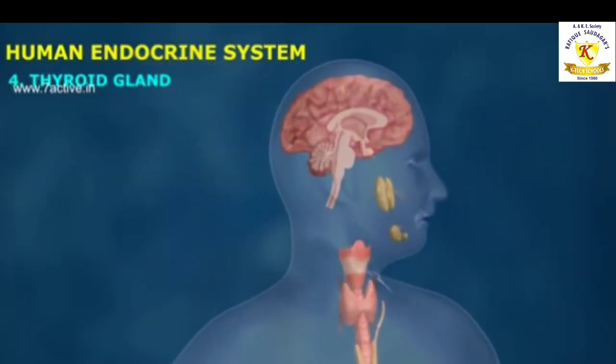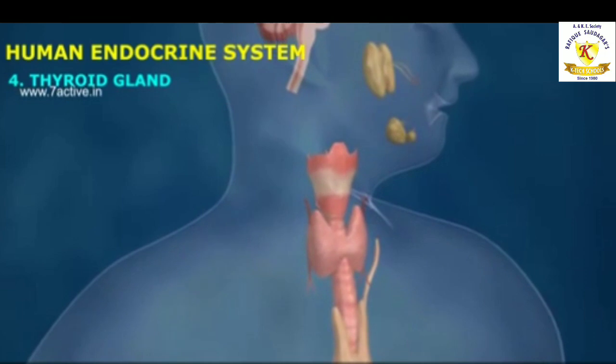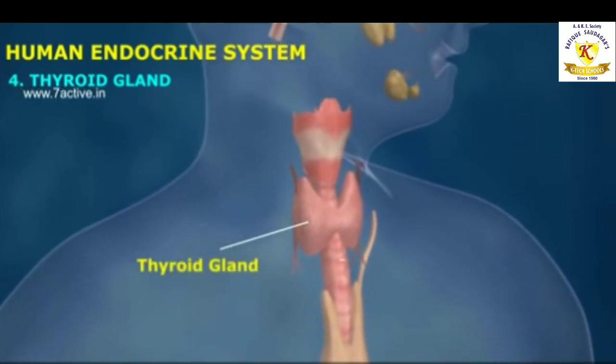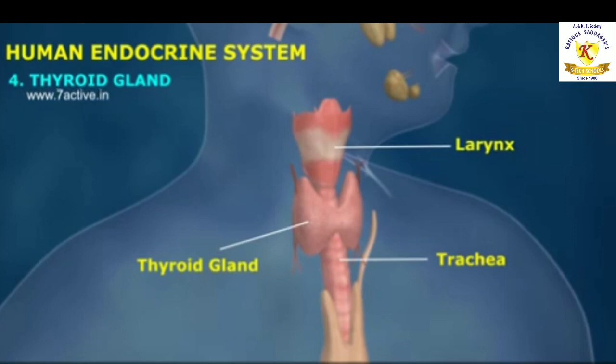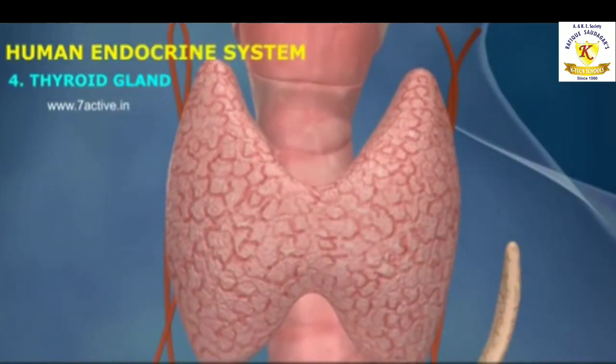The next gland, thyroid gland. It is the largest endocrine gland which is attached to the trachea below larynx. It is bilobed or H-shaped. Thyroid secretes thyroxine. Iodine is required for the production of these hormones. The thyroid gland is composed of follicle and stromal tissues. Each thyroid follicle is composed of follicular cells enclosing a cavity.